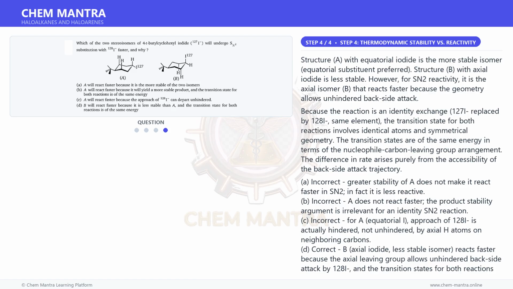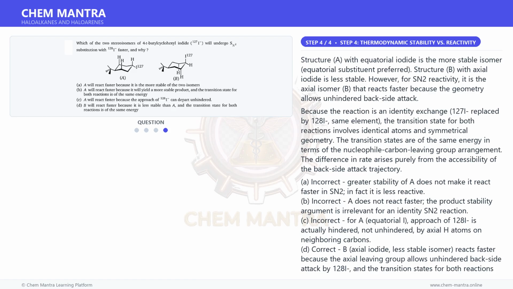Because the reaction is an identity exchange, 127I replaced by 128I, same element, the transition state for both reactions involves identical atoms and symmetrical geometry. The transition states are of the same energy in terms of the nucleophile, carbon, leaving group arrangement. The difference in rate arises purely from the accessibility of the backside attack trajectory.